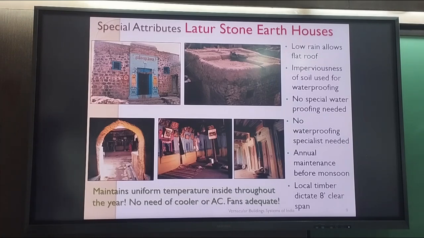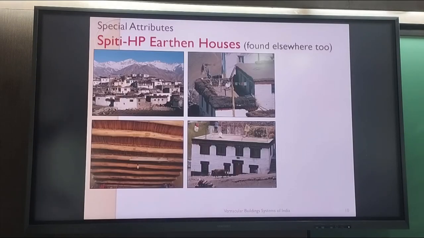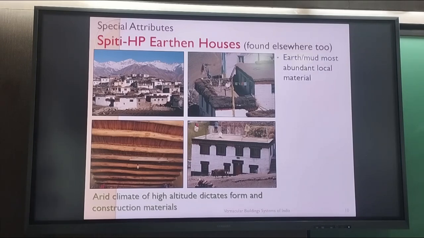Going up in Himachal, in the Spiti region, which is a high altitude desert, the arid climate and high altitude dictate the form and the construction materials. The mud is found everywhere, so the roof and the walls are made of earth. Typically the mud walls are made either of handmade mud blocks or rammed earth. We will talk about this later in earth construction. But that again is dictated by the given situation, where they would use blocks or rammed earth.